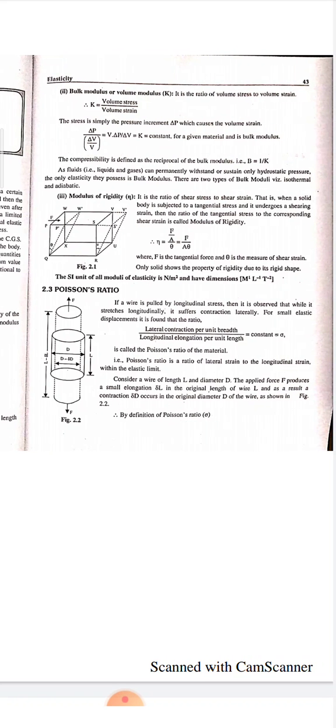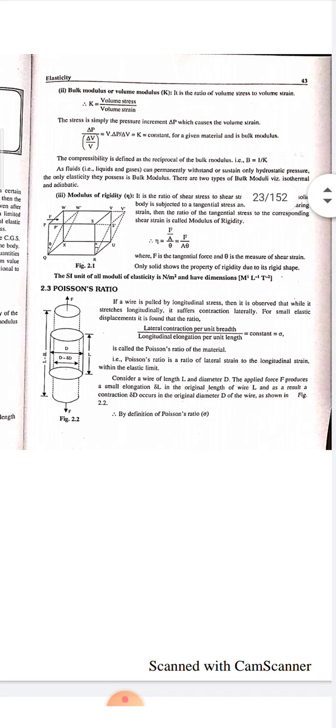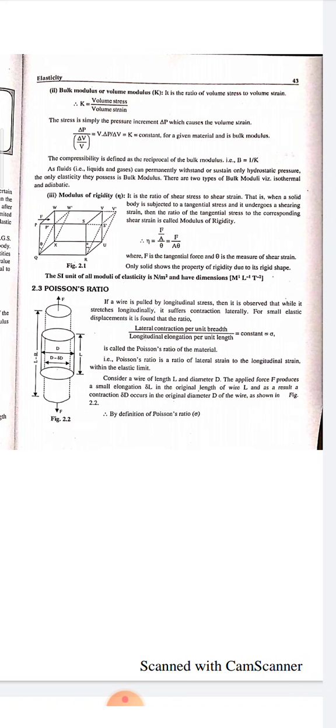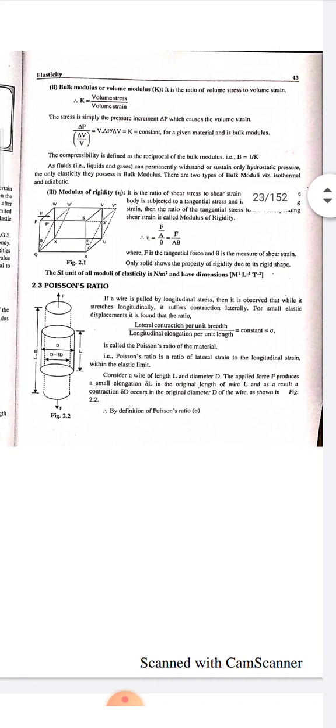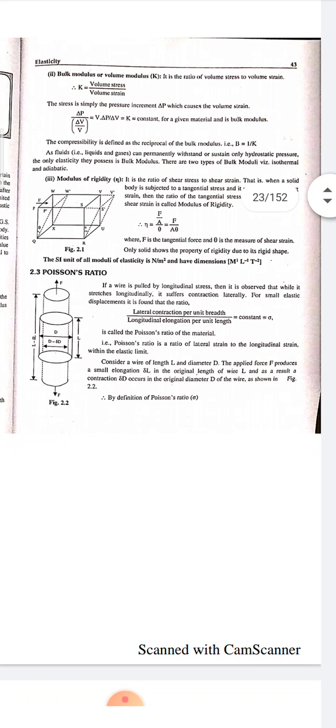The compressibility is defined as the reciprocal of the bulk modulus. The reciprocal of the bulk modulus is called the compressibility. It is denoted by the symbol B. As fluids can permanently withstand or sustain only hydrostatic pressure, the only elasticity they possess is bulk modulus. There are two types of bulk moduli, that is isothermal and adiabatic, which depend upon temperature and heat.